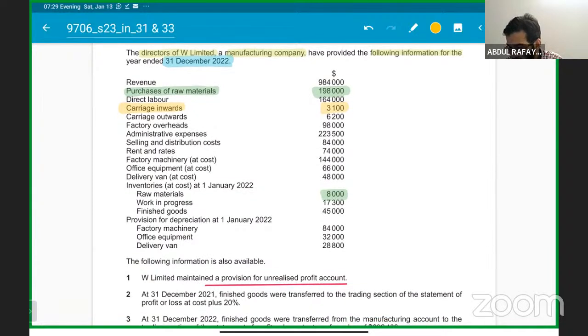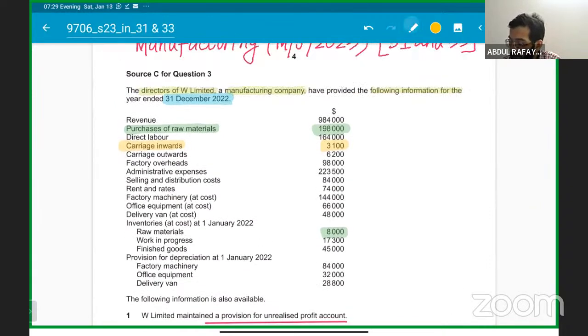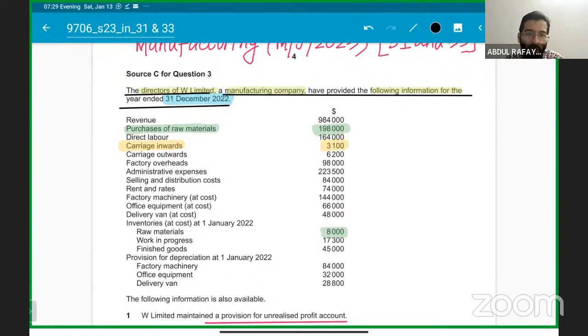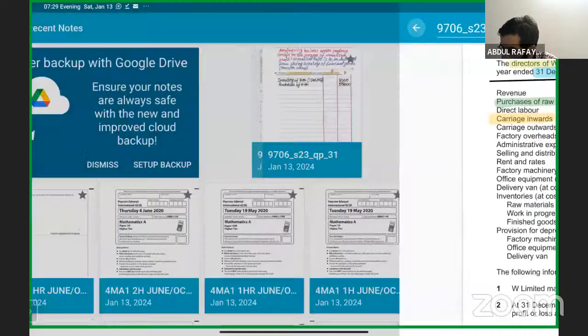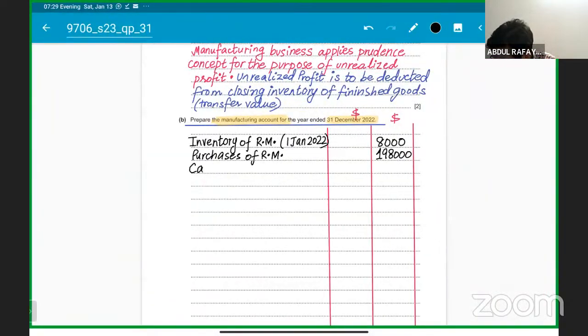Okay, getting it clear? Carriage outwards will not come here. Carriage outwards is a part of the office expense, so it will come in the income statement. Carriage outwards will come in later. Carriage outward doesn't come in the manufacturing cost. Always remember, in manufacturing account you will only relate to the factory cost. Any cost that is related to factory we are going to accommodate. So carriage inwards will be added, 3100. Guys, following? Understood?